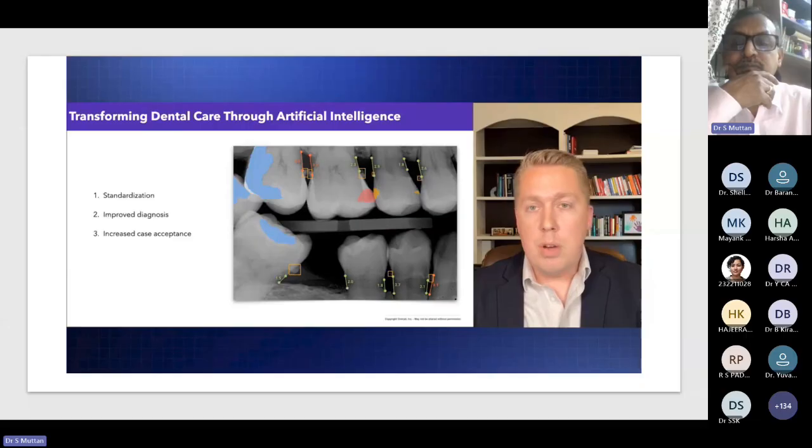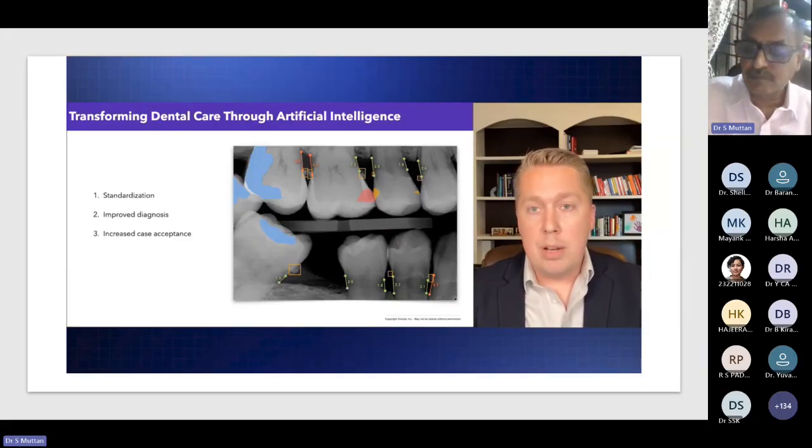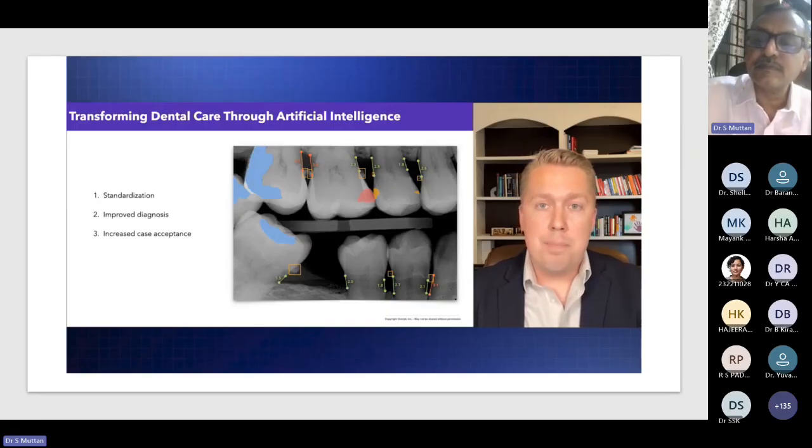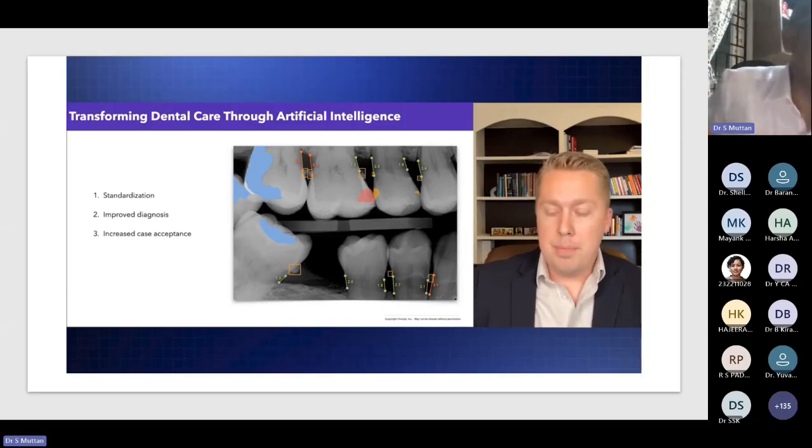The second area in which artificial intelligence is impacting our delivery of dental care is through improving our diagnosis. So not just standardizing it, but making us more confident and competent in our diagnosis. And the third aspect I'd like to talk about today is how artificial intelligence can really increase and improve the case acceptance that we experience as we have conversations with our patients.